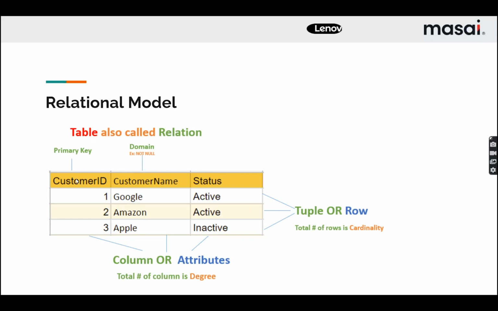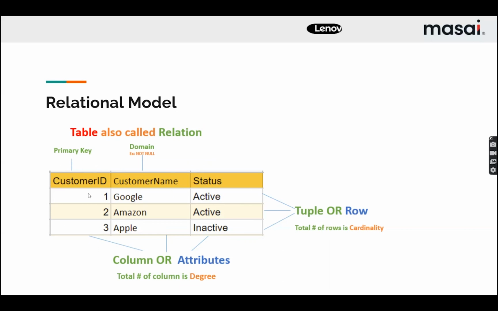Here you can see that there are some rows and some columns. The columns, like customer ID, customer name, and status, are actually attributes, and every row we name as a tuple. We call each row a tuple. And this is our primary key.